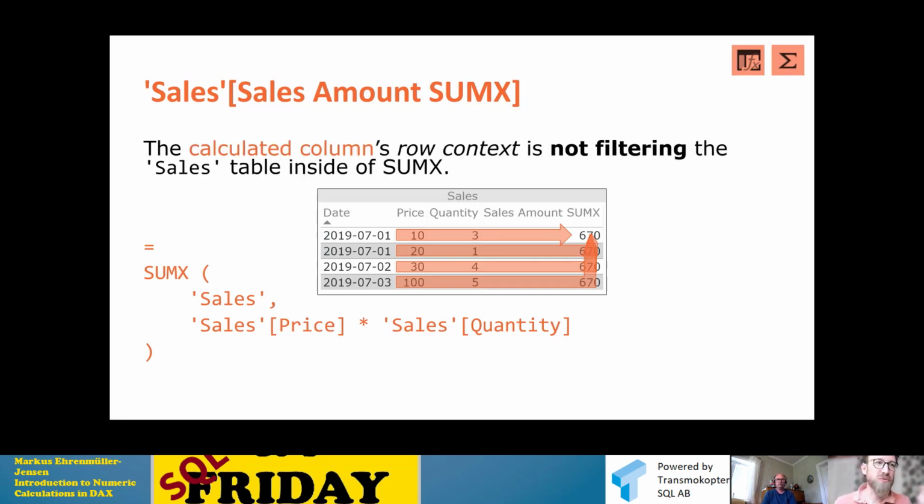So the calculated column's row context is not filtering. That's the important thing, which may be confusing, because people could think, I'm currently at the first row, so the sales table should only look like the first row, but it doesn't. So inside the calculated column, every row can potentially see the whole table. So this is not filtering. The row context is not filtering. That's why we get the whole sales table for all of the rows here, and we end up with the total of 670 here.